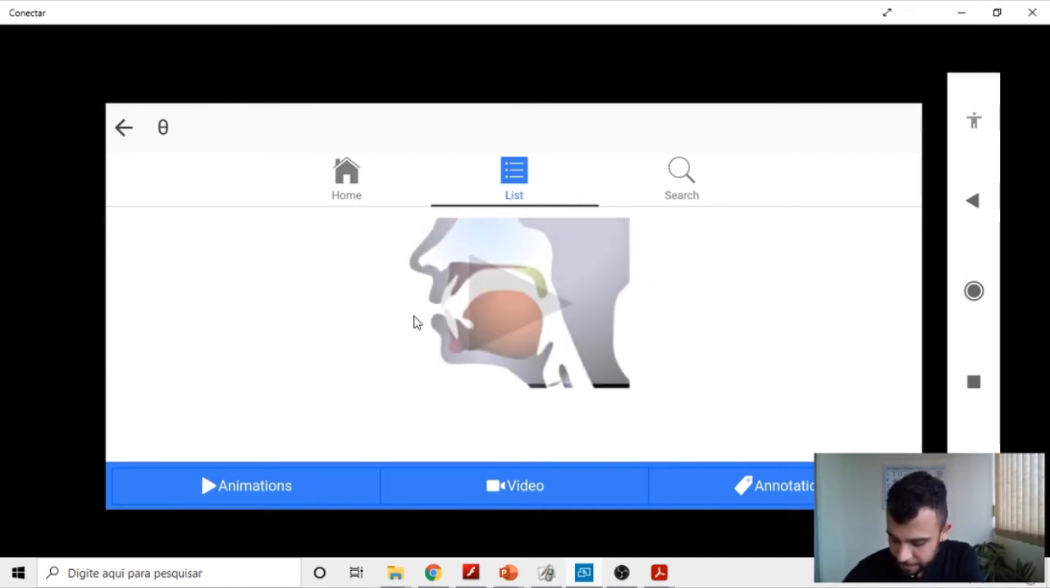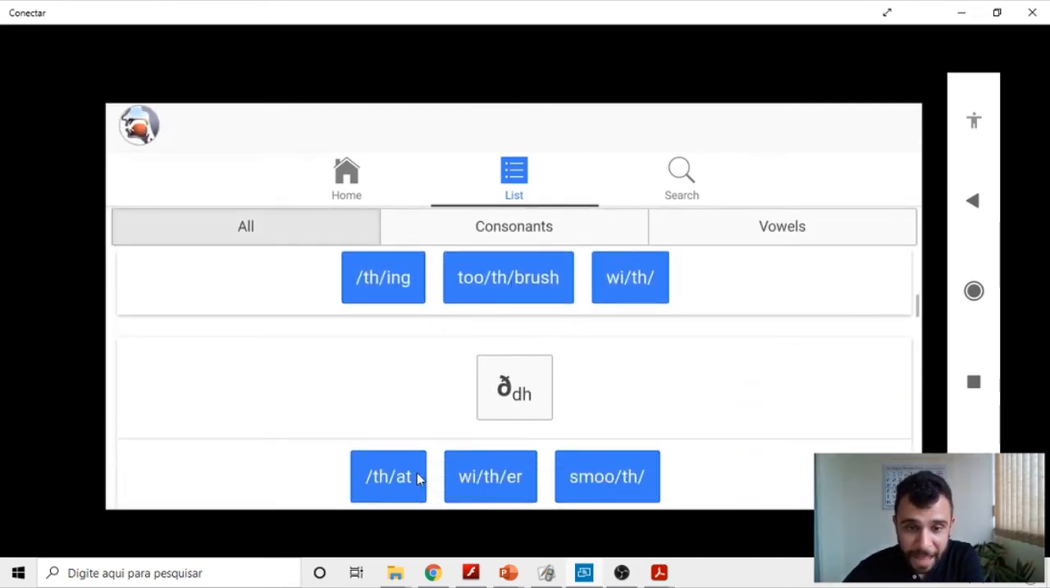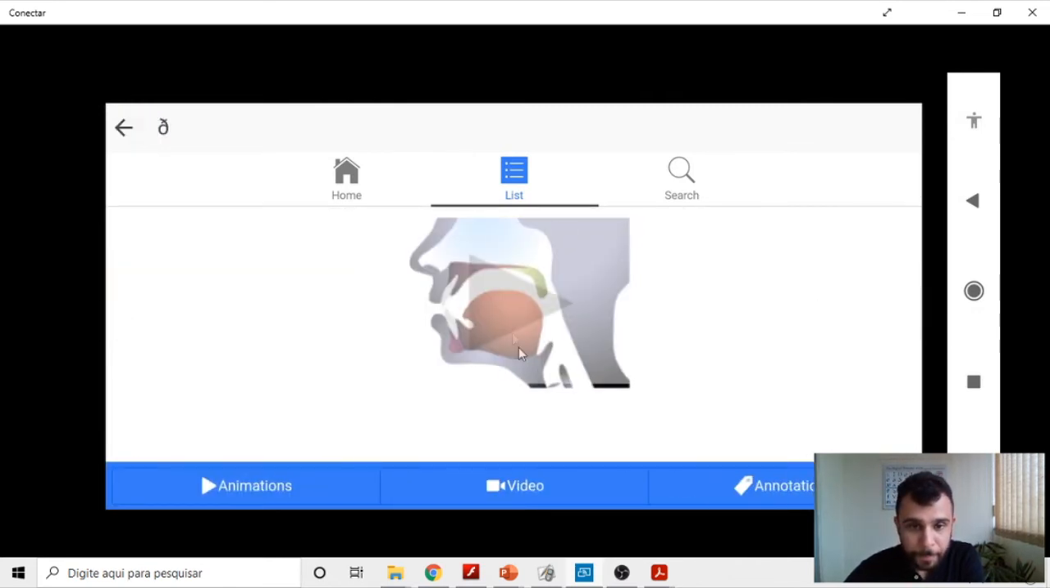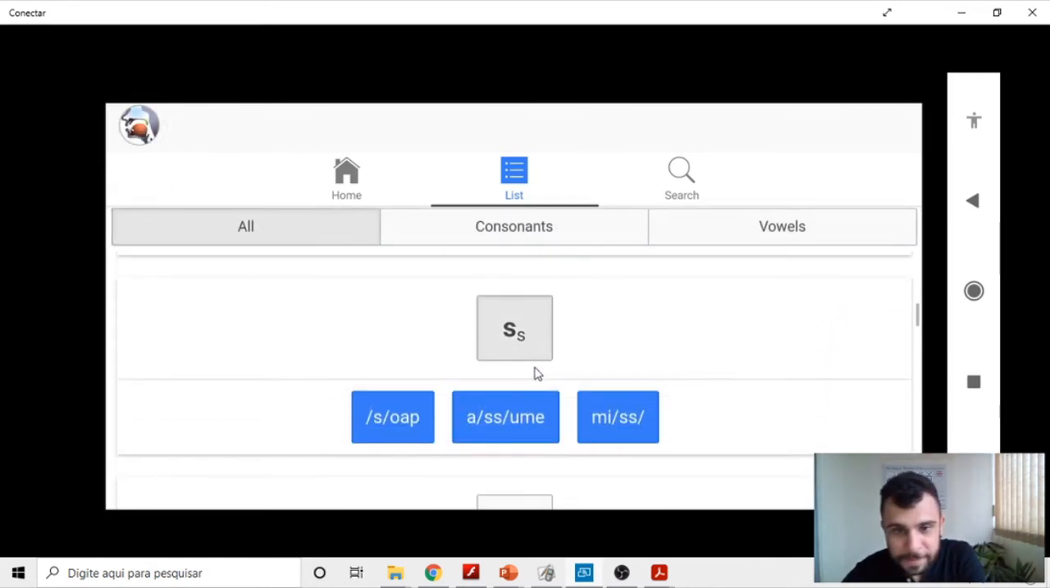And then his fellow brother is this one here, the, like in that, wither, smooth. Take a look here. The. Try again. The. Same thing, except there is vibration. The. Okay? Then we move on to these two sounds.